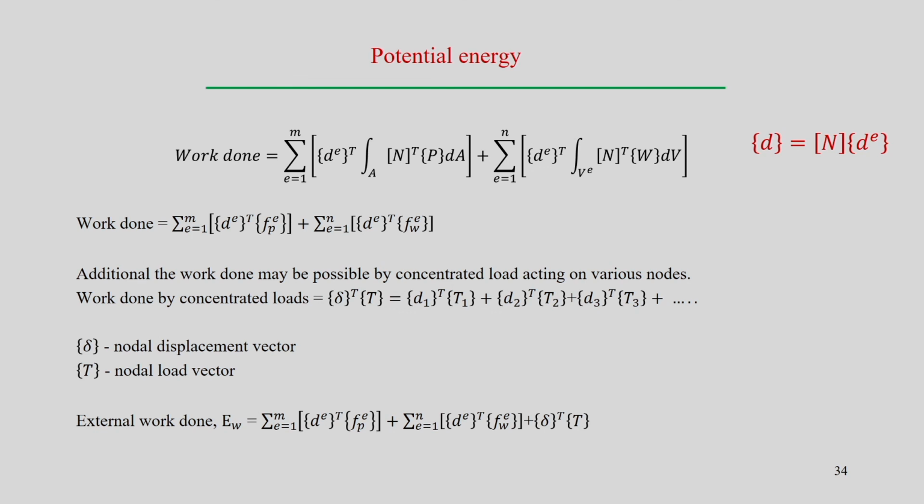Now, the total work done can be expressed the same way, as we have already shown, in terms of P and W. Because D is the constant term, the integral of the shape function with P dA can be represented as F_P^E, and the other can be represented by F_W^E. So, these are load vectors: the load vector on the surface and the load vector over the volume, that means body force. This way we can represent the total work done.